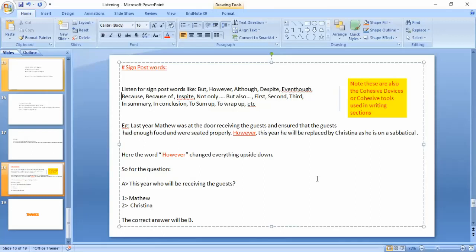For example, last year Matthew was at the door receiving the guests and ensured that the guests had enough food and were seated properly. However, this year he will be replaced by Christina, as he is on a sabbatical. Now, here the word "however" changed everything upside down.